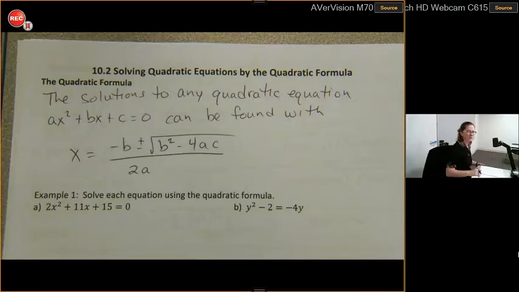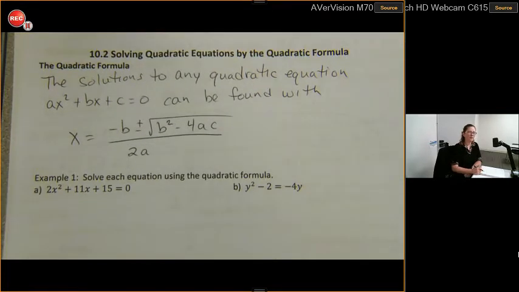Section 10.2, solving quadratic equations with the quadratic formula. So the quadratic formula is something that you do need to know. Since this is an online class, maybe you don't have to have it memorized, since you can use a note card on your final and everything else is done with your notes at home. But if you happen to have it memorized, that would probably make life a little bit easier.